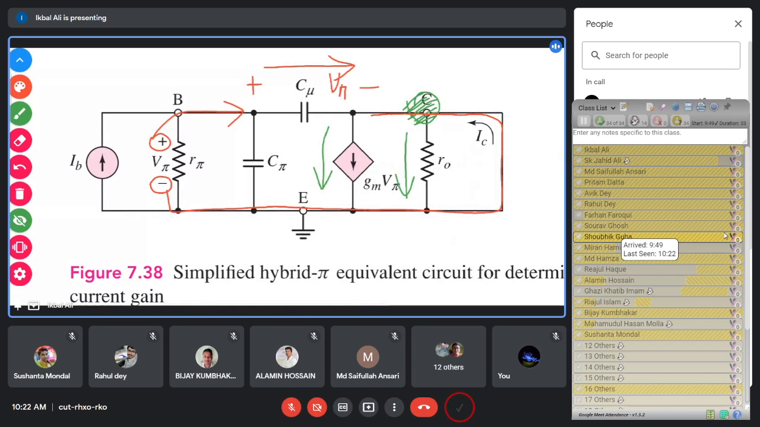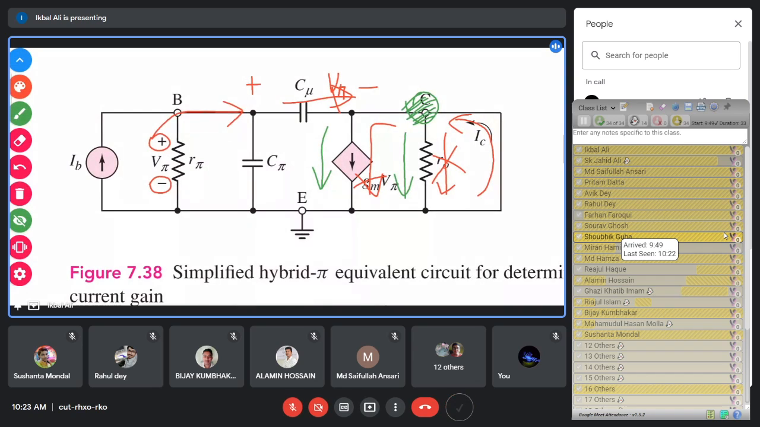But through this short circuit, you have a current. This is the collector current. This current will flow, but not in this direction. This current will flow in the opposite direction. So you have to now apply this current magnitude.